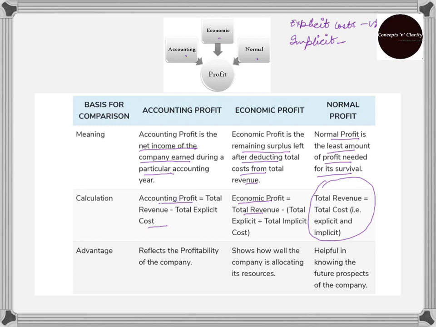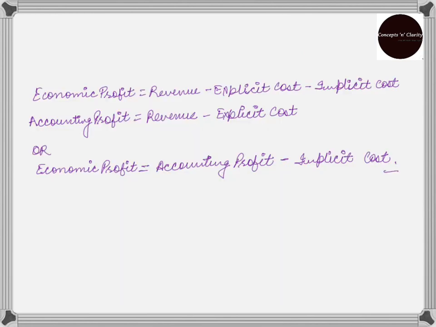Let me explain it to you. Economic profit is equal to revenue minus explicit cost minus implicit cost, and accounting profit is equal to revenue minus explicit cost, or economic profit is equal to accounting profit minus implicit cost. A particular value of accounting profit, if it equals implicit cost, is called normal profit. If this is the case, then economic profit is zero. When economic profit is zero, total revenue is equal to total explicit cost plus total implicit cost.